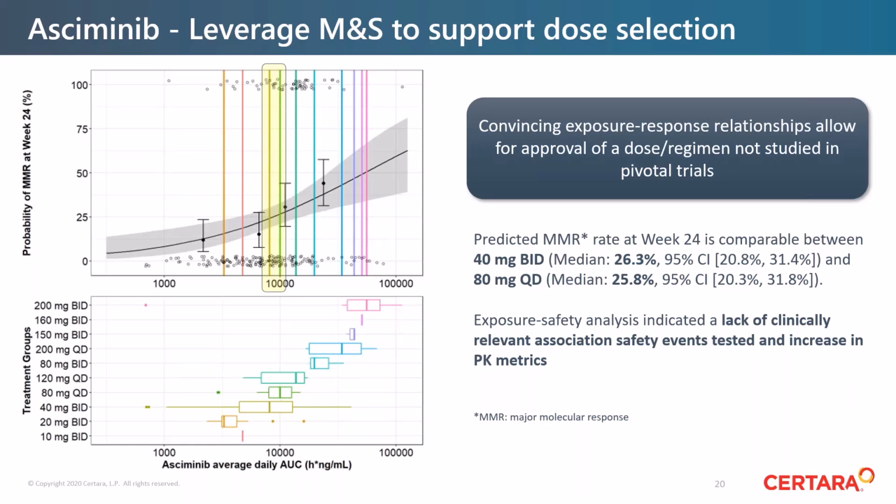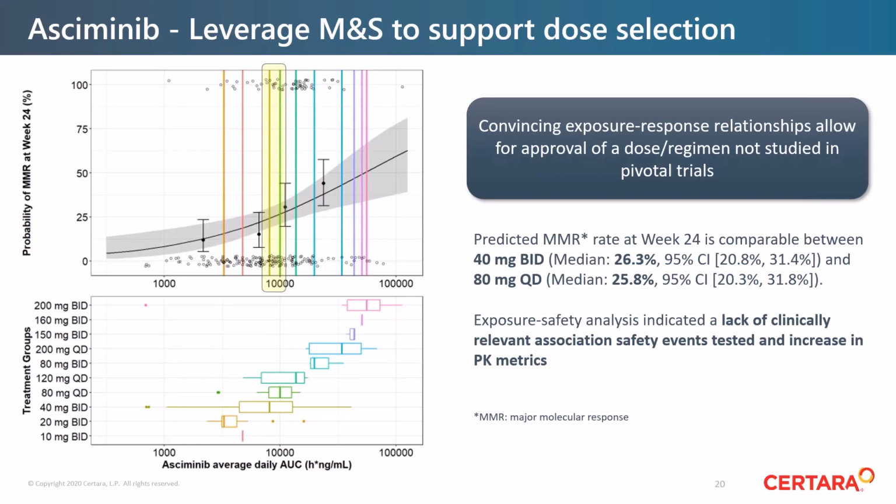Moreover, the exposure safety relationship showed that there was no association between safety events and increase in PK metrics. So for example, if you have an increased Cmax with 80 milligram QD, which is likely, you don't expect more safety events. So based on this robust exposure efficacy and exposure safety relationship, they were able to justify and get the approval of the 80 milligram QD regimen, even if it was not tested in the pivotal study.